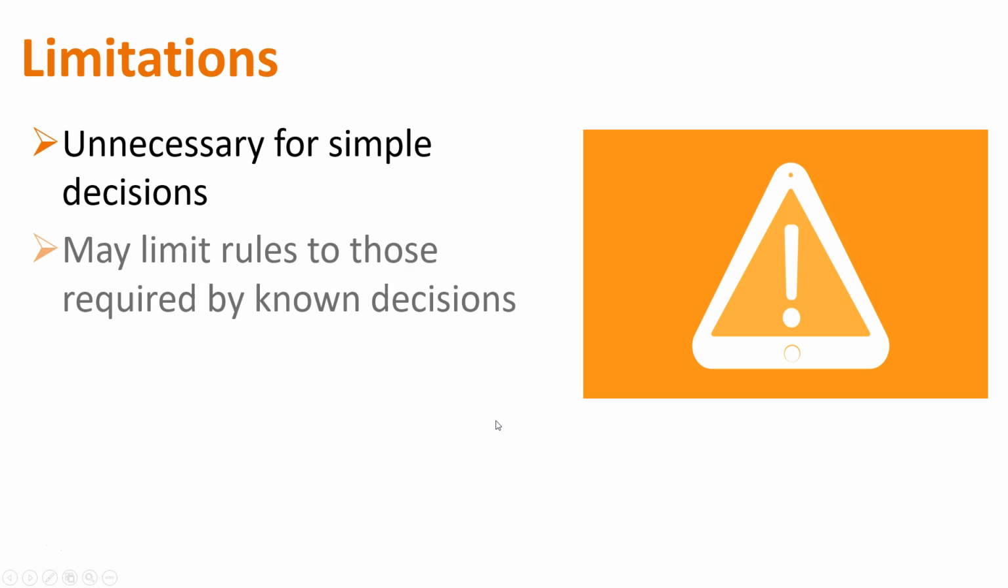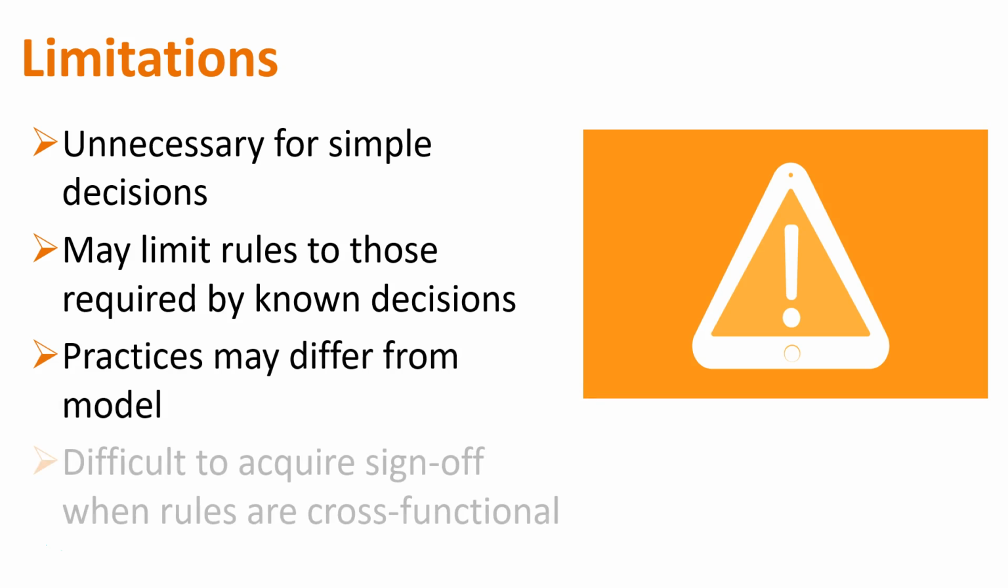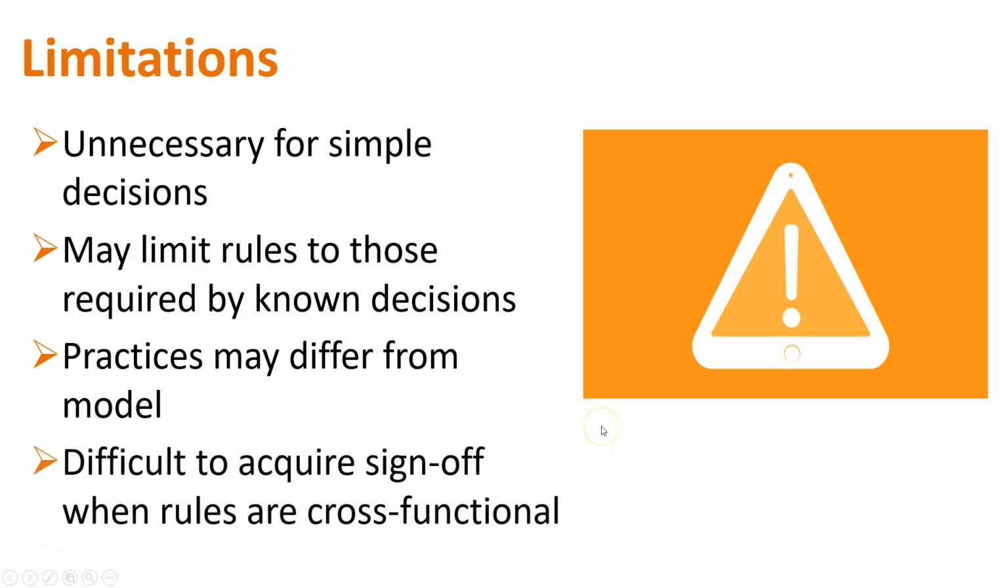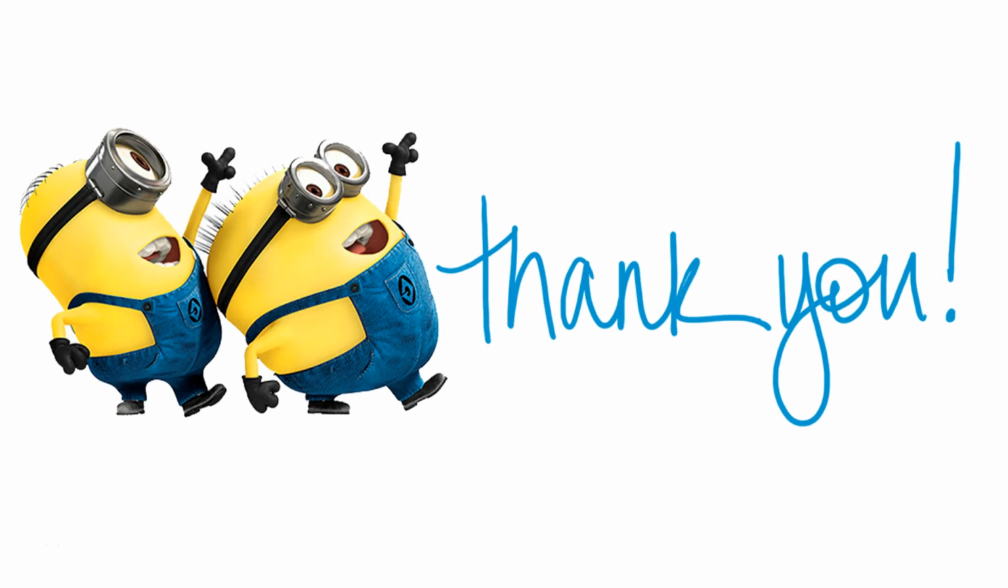This is work, man. And it might limit rules to those required by known decisions. And not everything is what it says it is on paper. So we need to realize that some people are going to have behavioral modification. And sometimes when you have cross-functional rules, some people don't necessarily agree on all of it. So it can be difficult to get those decisions that require multiple groups to work together. Sometimes it can be difficult to get sign-off.